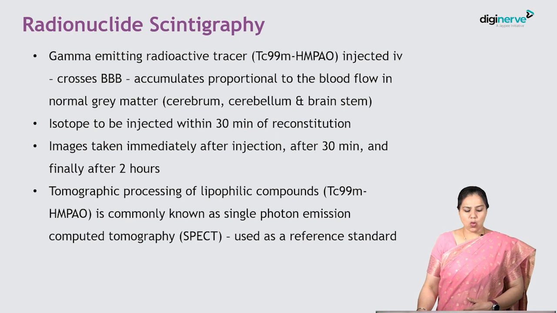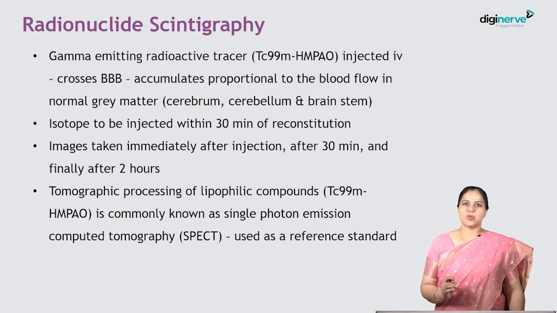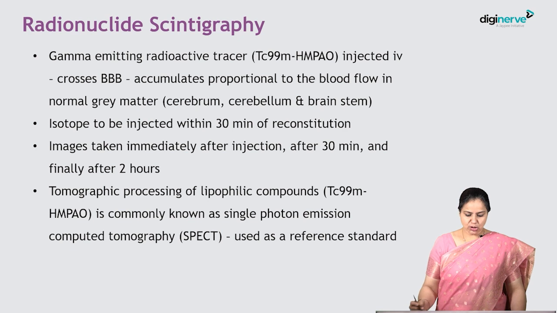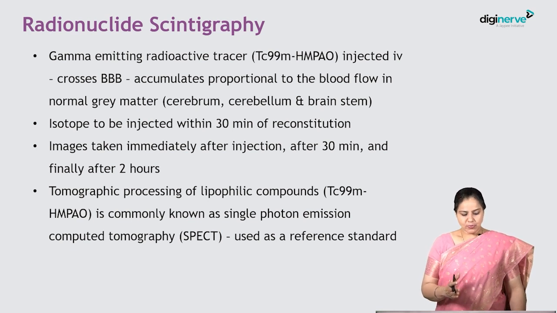The next test that we come on is the radionuclide scintigraphy. Now, what is done in radionuclide scintigraphy is there is a gamma emitting radioactive tracer that is injected intravenously. Usually, the radioactive tracer that is used is a brain-specific lipophilic radioactive tracer, and that is technetium-99 HMPAO, that is hexamethyl propylene amine oxime. This tracer crosses the blood-brain barrier and accumulates proportional to the blood flow in the normal gray matter, that is the cerebrum, the cerebellum, and the brainstem.